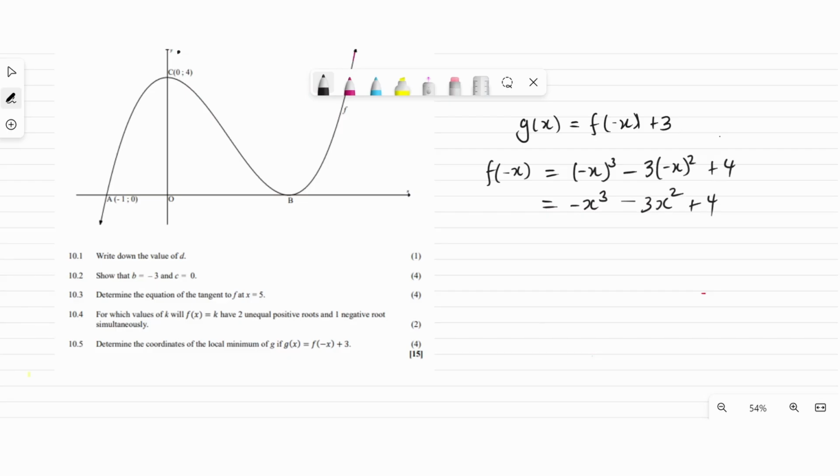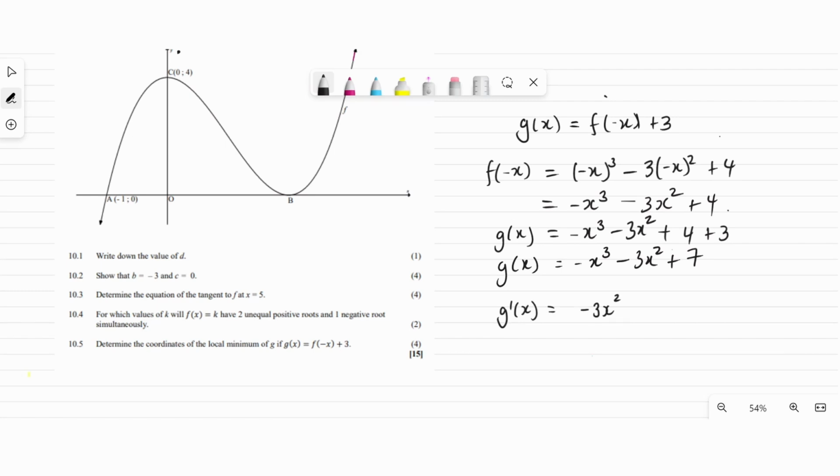Then I'm going to take this and substitute it here. So g of x is equal to this one, which is negative x cubed minus 3x squared plus 4, plus 3. So this is going to be 7. So g of x is equal to negative x cubed minus 3x squared plus 7. So now I need to find the first derivative, because the first derivative gives us the turning points, which are your local minimum or local maximum. So let's do that. g prime of x is equal to negative 3x squared minus 6x. Then this one is going to cancel and become 0.